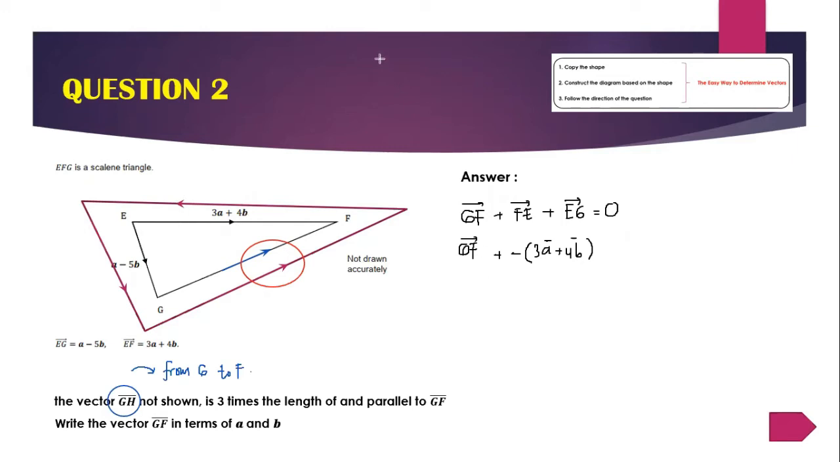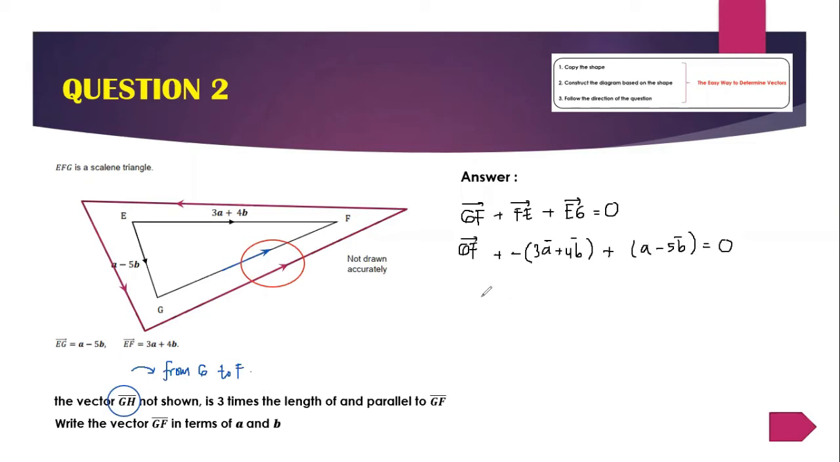Next. And how about factor EG? EG is parallel, yeah? Parallel to a minus 5b. So we have to write positive here. Positive factor EG is a minus 5b equals 0. Is it clear to you?